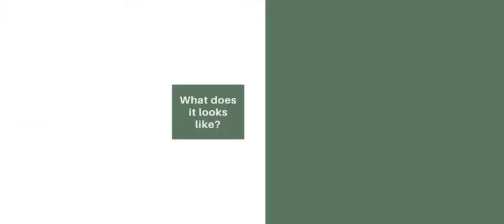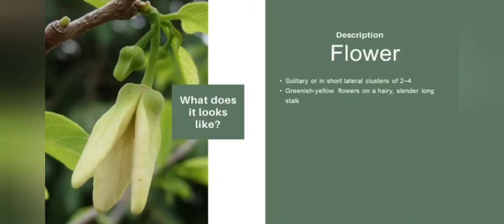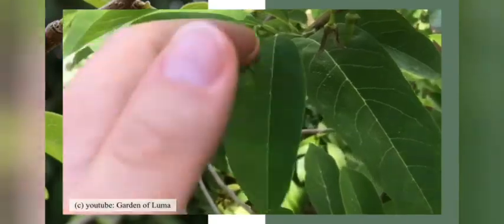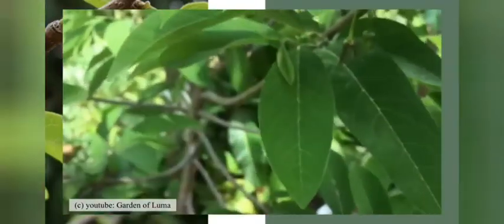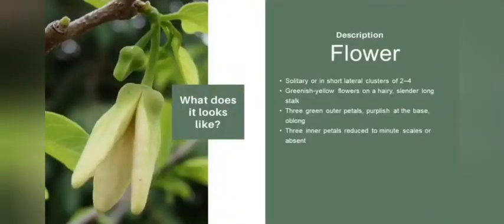Let us now look at the flowers of Annona squamosa, which look like this. They are solitary or in short lateral clusters of 2 to 4. They are greenish yellow flowers on a hairy, slender 2 cm long stalk. It has 3 green outer petals which are purplish at the base, and oblong. The 3 inner petals are reduced to minute scales or absent.